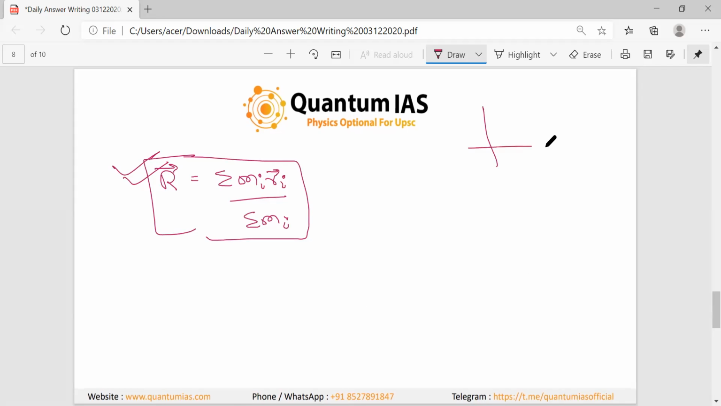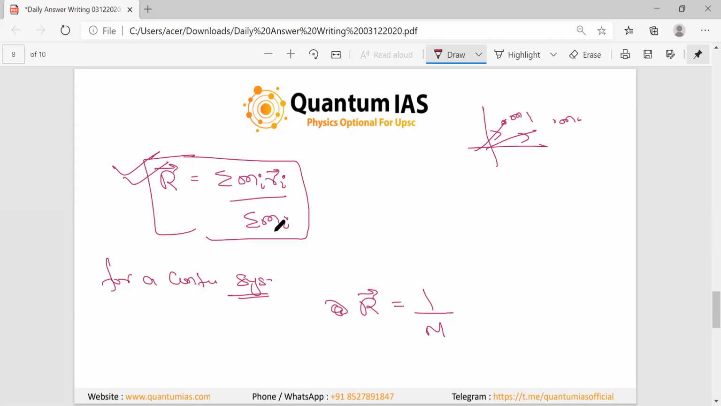Do not consider that m1 is here and m2 is here and use a coordinate system. Do not use that method. You should always use this method. Also you should write, for a continuous system, r vector equals 1 by M, the complete integration of dm r_i, where r_i is the center of mass of the small element.